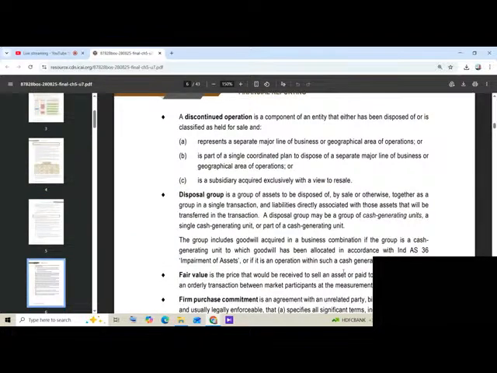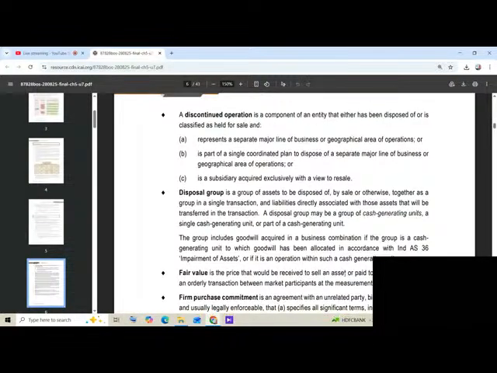A discontinued operation is a component of an entity that either has been disposed of or is classified as held for sale and represents a major line of business or geographical area of operations, or is a part of a single coordinated plan to dispose of a separate major line of business or geographical area of operations, or is a subsidiary acquired exclusively with a view to resale.